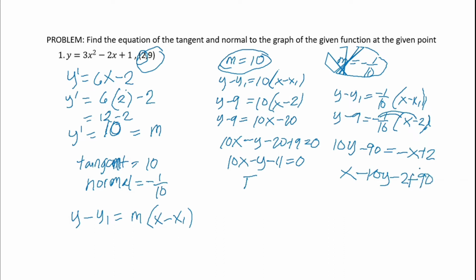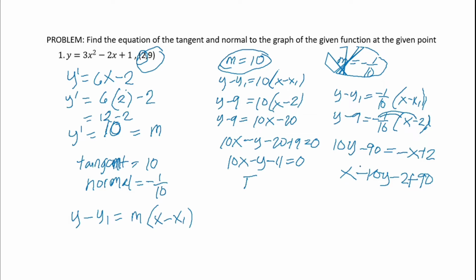Okay, let's go back. So we have y minus y sub 1 is equal to negative 1 over 10 times x minus x sub 1. So y minus 9 is equal to negative 1 over 10 times x minus 2. Distributing the negative, minus 2 becomes negative x plus 2, and this would become 10y minus 90.